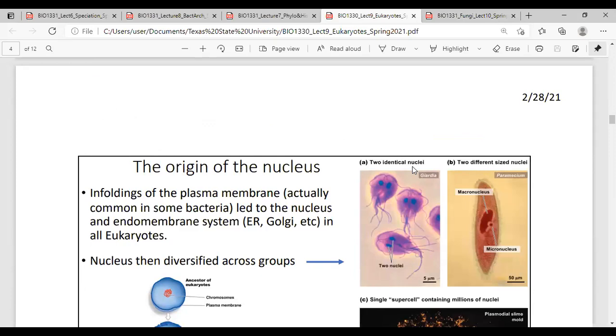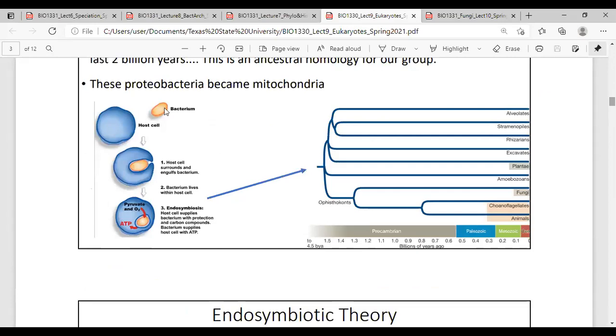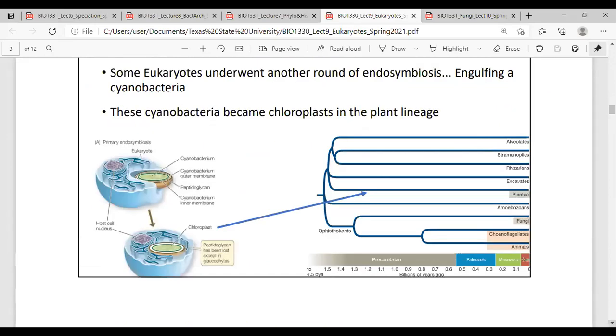Yeah, mitochondria was a bacteria. Let's go back up there. Yeah, it's this little bacterium here. It went in. So you have a bacteria for the mitochondria, and a cyanobacteria for the chloroplasts.